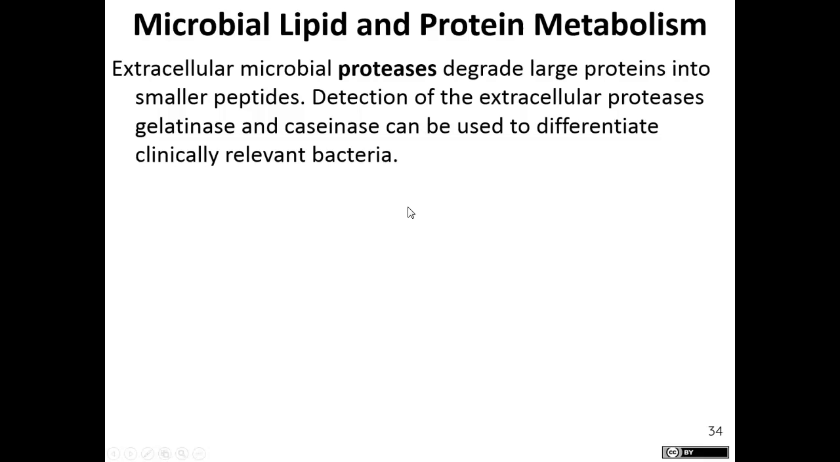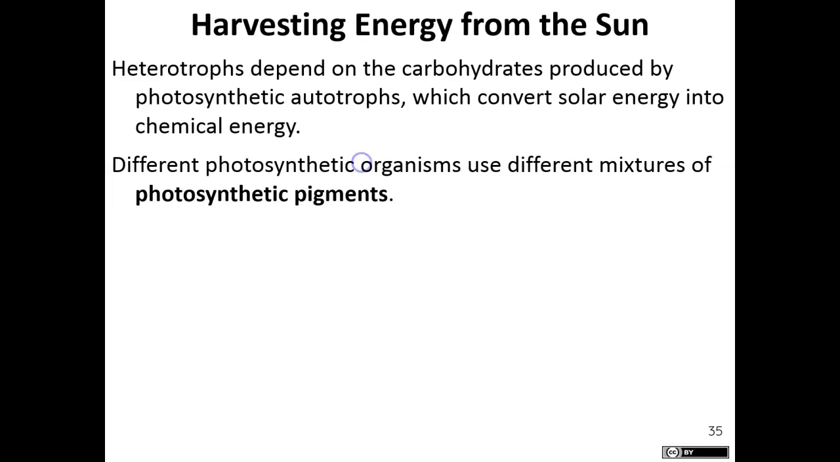They also have proteases that they can use to break down proteins into smaller peptides, and then these peptides can then be broken down into their specific amino acids, and these can then allow those organisms to use those amino acids. And the different types of proteases that they have can be used to help differentiate different types of bacteria as well.